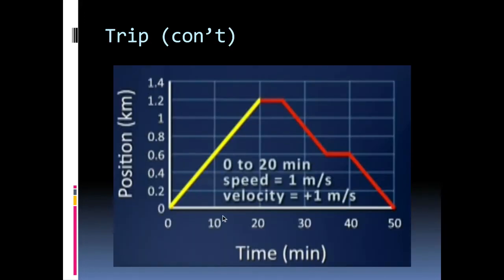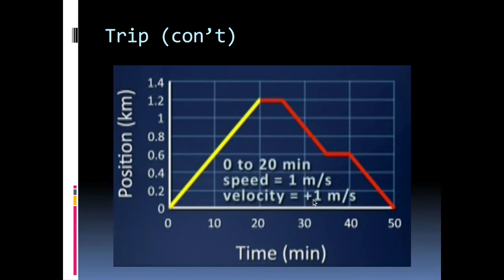Here's another graph. The yellow is you moved at a constant uniform speed, uniform velocity, which works out to be 1 meter per second. The way to figure that out is take this distance, 1.2 kilometers. Remember to multiply by 1,000, 1,200 meters, and divide it by the time interval. If it's from 0 to 20, you'd multiply 20 by 60. That's also 1,200 seconds. So 1,200 meters divided by 1,200 seconds, you get 1 meter per second.